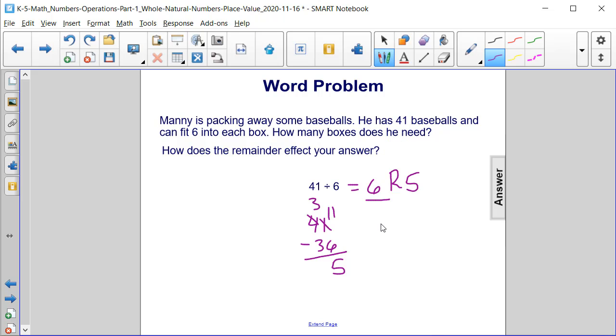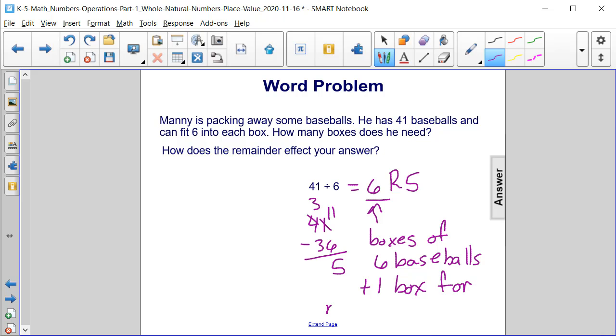So right now, Manny has 6 boxes that each contain 6 baseballs. Well, he also has 5 left over, so does that mean he needs an extra box or not? Well, in order to store the 5 extra baseballs, he does. So we need to increase the number of boxes that we have by 1 so that the leftover or remaining 5 also have a box to be stored in. So then plus 1 box for the remaining 5 will give us a total of 7 boxes.